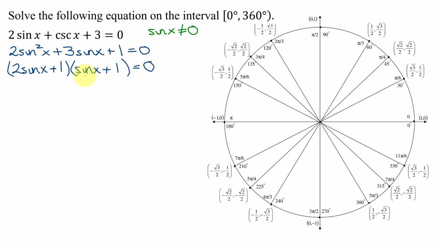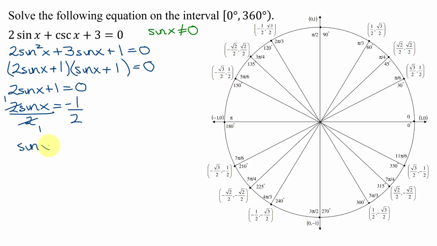Does it work? 2 sine squared x. Then 2 sine x plus 1 sine x gives me 3 sine x. 1 times 1 is 1. So this is looking good. 2 factors multiplied together equals 0. Set each of them equal to 0. So I have 2 sine x plus 1 equals 0. Subtract 1 from both sides. 2 sine x equals negative 1. Finally, on this one, dividing both sides by 2, I get sine x equals negative a half.